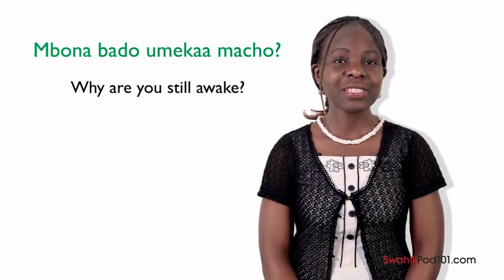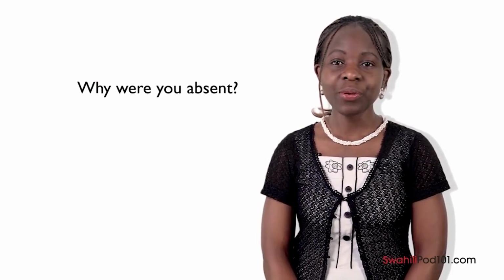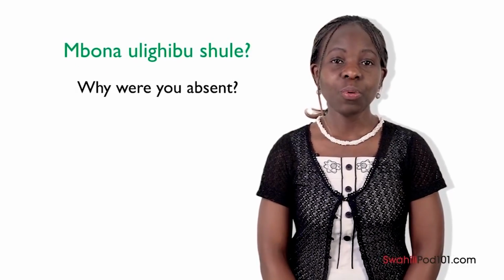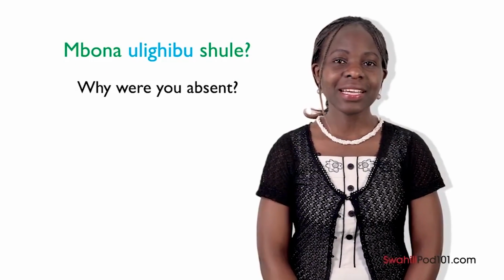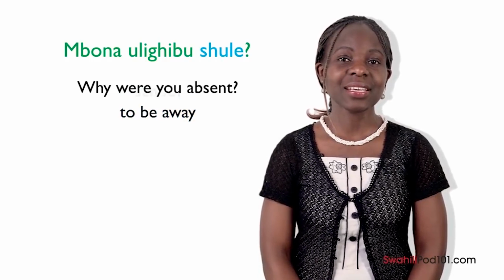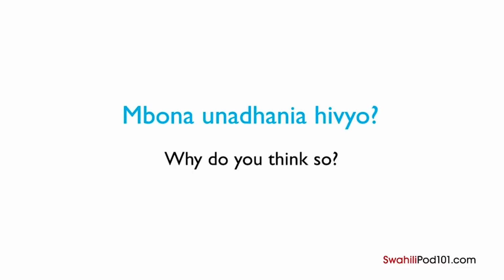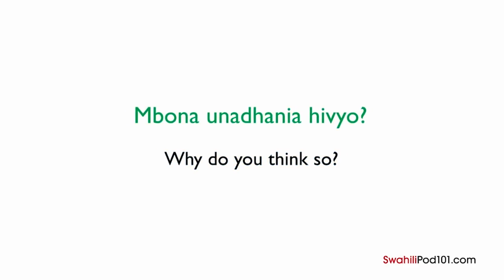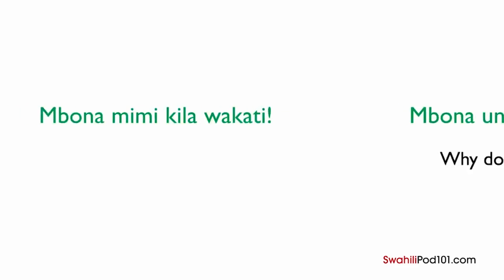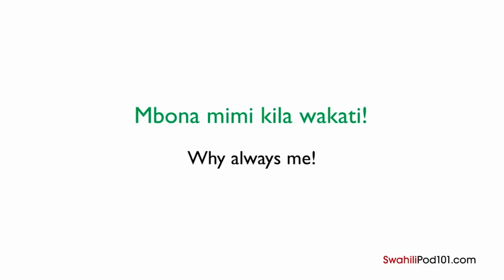For example, if you skipped school, your teacher would ask, why were you absent? In Swahili, that will be, mbona ulijibu shule? Ulijibu basically means to be away, and shule is school. Let's look at some other uses for mbona. If your friend has a strong opinion about an issue and you want to know why, you could ask, mbona unadhania hivyo? Why do you think so? Or if you're upset about unpleasant things always happening to you, you can say with a sigh, mbona mimi kila wakati? Why always me?